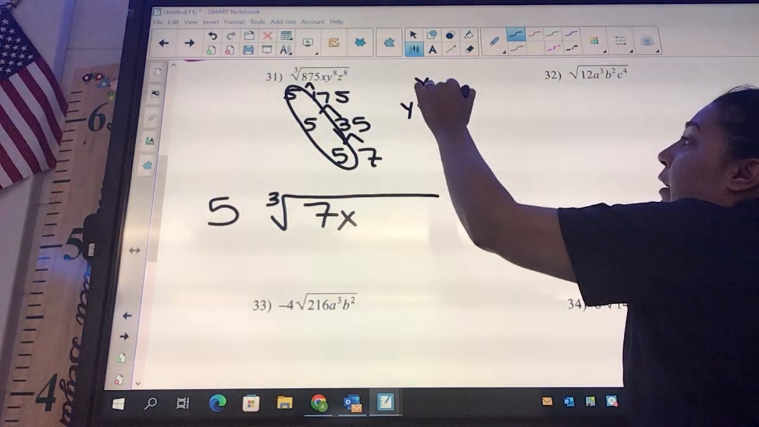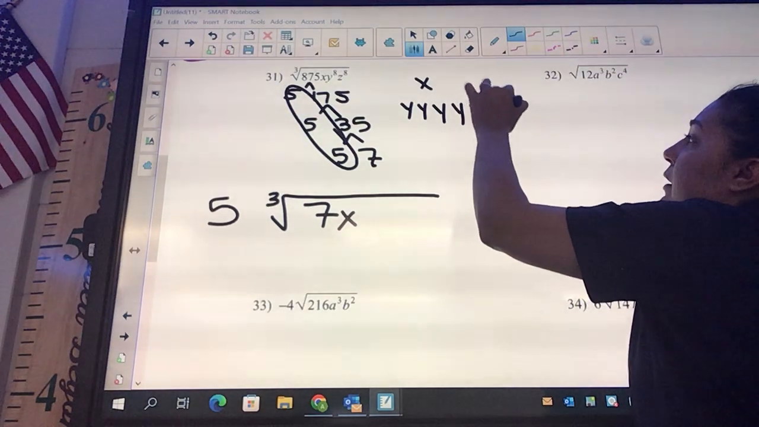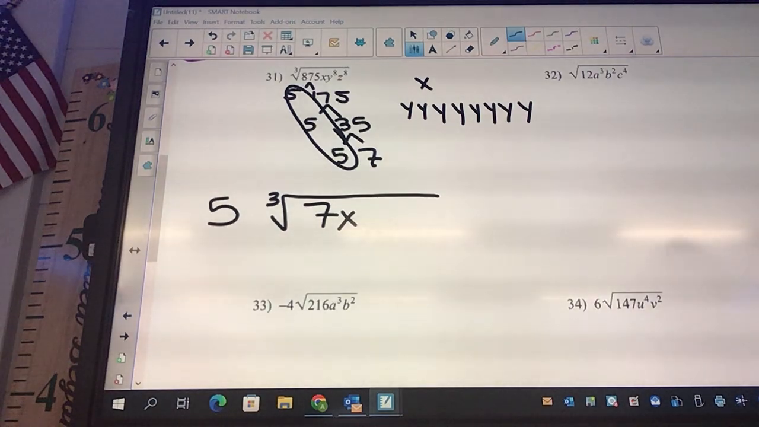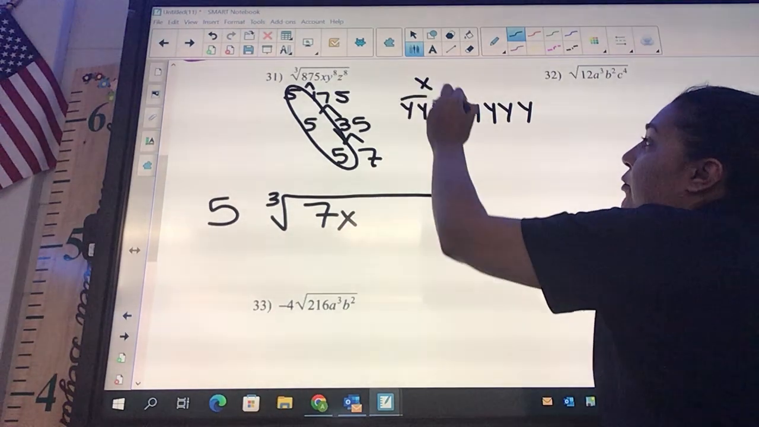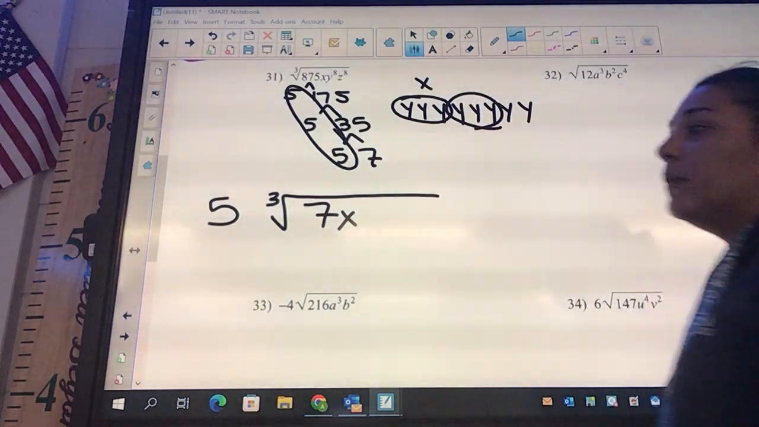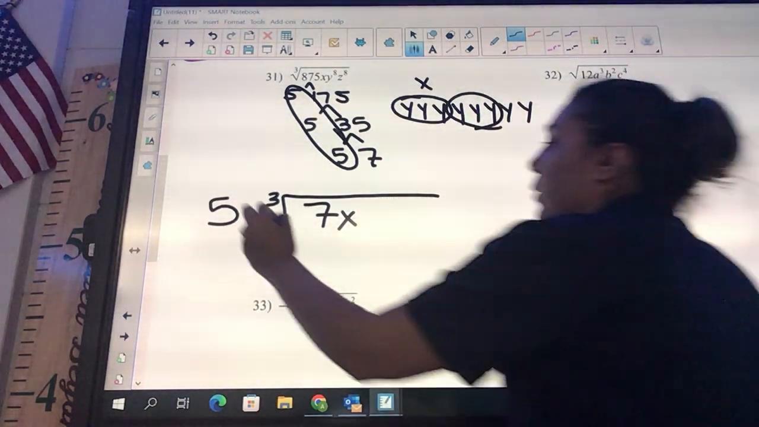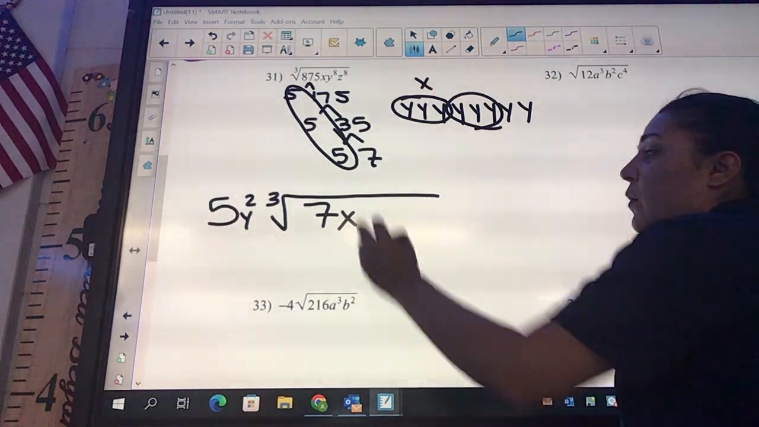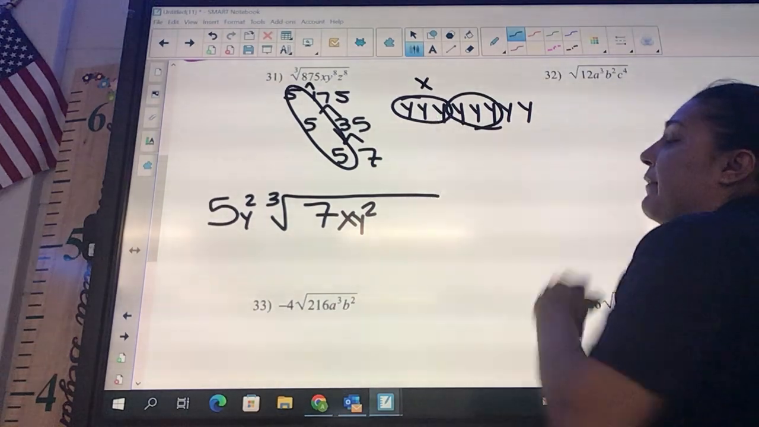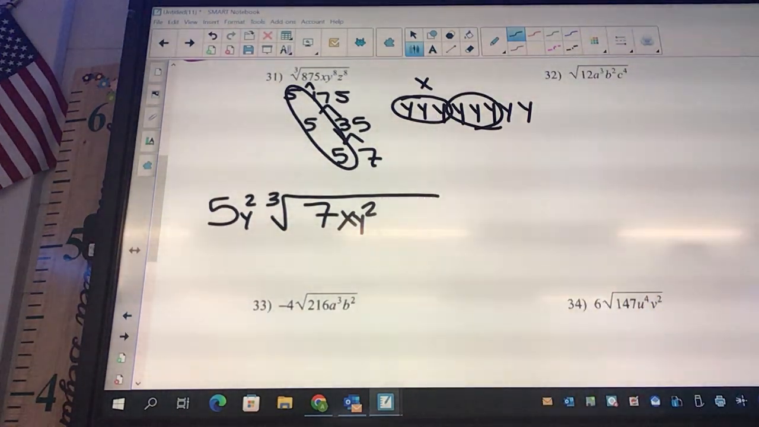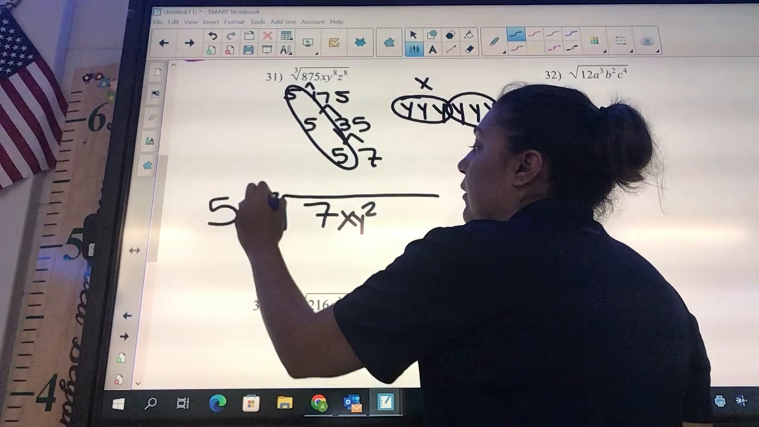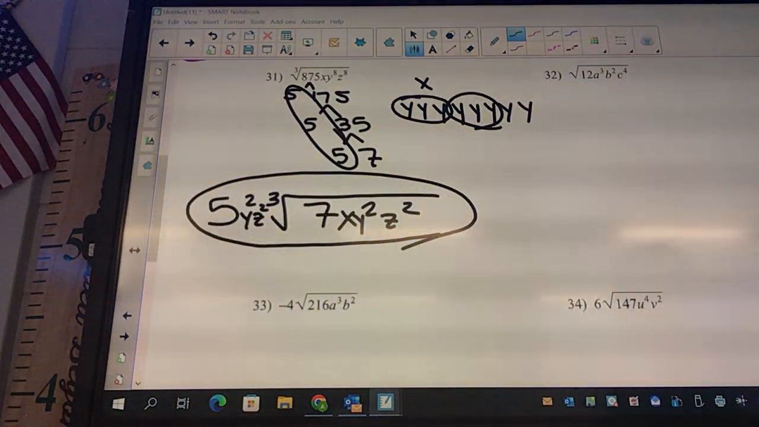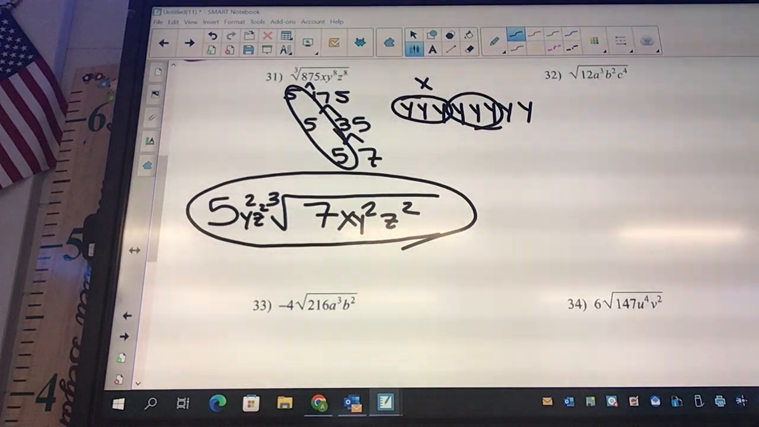Okay, and then we have 8 y's. How many can go? 6, or 2 groups of 3. So where does that go? On the outside next to the 5, so it's going to be y squared. What goes on the inside? y squared. Okay, and then we have 8 z's. So it's going to look the exact same: z squared, z squared. And make sure that you have that little 3 on the outside.